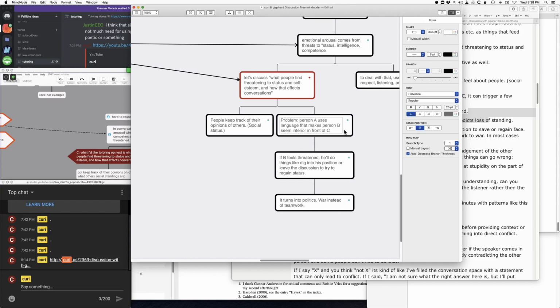Oh yeah, this is a quote. I want to put that in quote. Okay. If B feels threatened, he'll do things like dig into retrieving status. I'm just going to put an arrow.